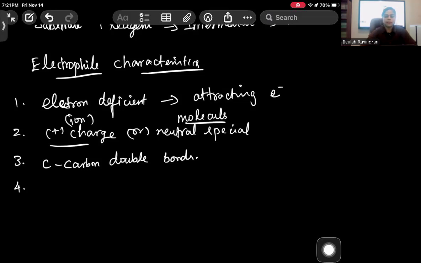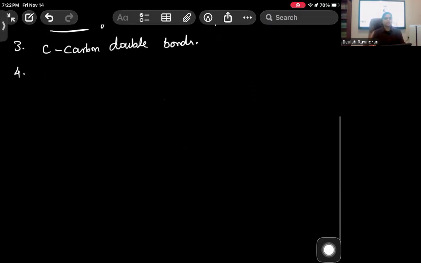Then there are types of electrophiles. Positively charged electrophiles, I'll give you some examples. They act like a Lewis acid, we saw, right? Types of electrophile: the first one is the positively charged electrophile. You know that they are Lewis acids. Example, take down: H+, NO2+, CH2+, NO+.